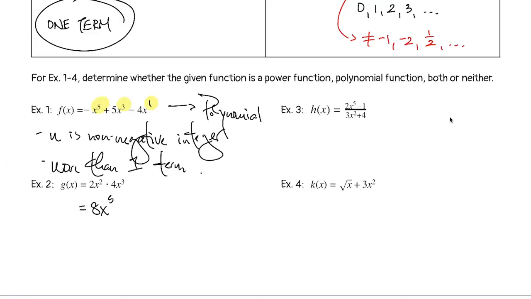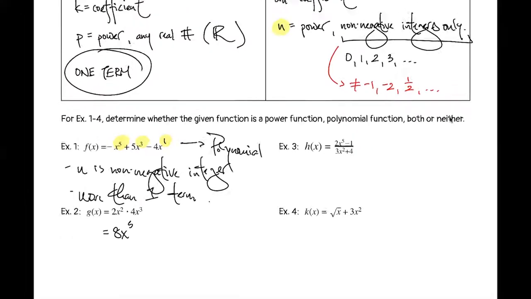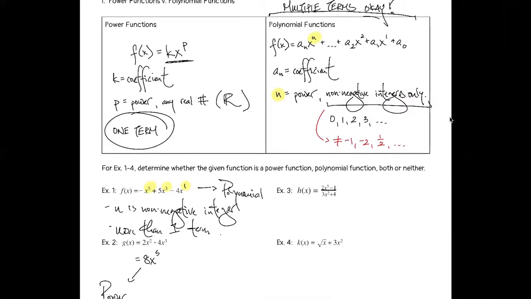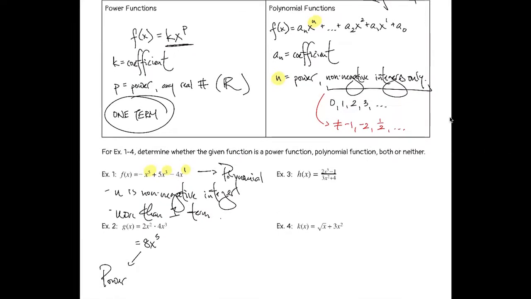Okay, so I simplified. Now, I know that it could be a power function because it only has one term. So this one is a power function, but technically it's also a polynomial, because a polynomial can have multiple terms, but it can also have only one term. So in this case, this one is actually both. Sometimes they could be both.